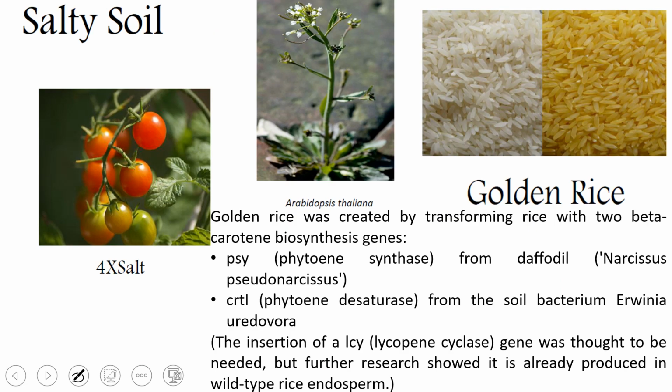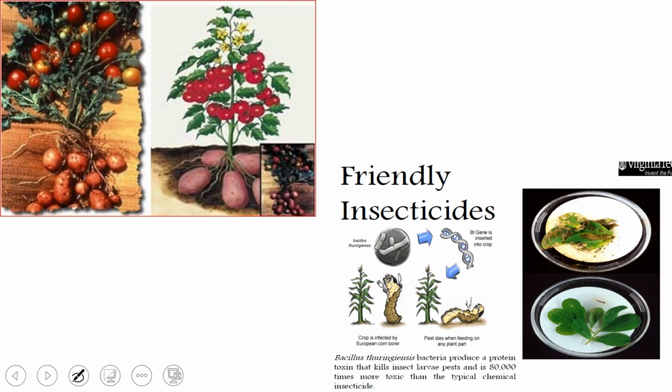Now one example you can see is golden rice. In this case, golden rice was created by transforming normal rice with two beta carotene biosynthesis genes. One is phytoene synthase from daffodils, and the second is phytoene desaturase from a soil bacterium. So ultimately carotene will be produced in this rice, and those who eat this carotene will get vitamin A easily, so it will help with night blindness.